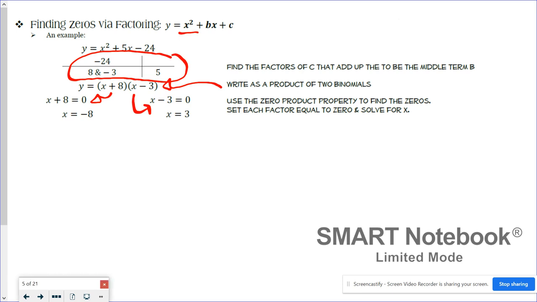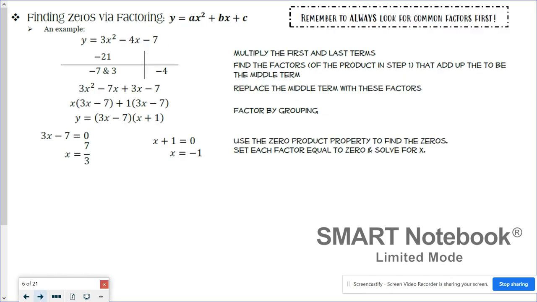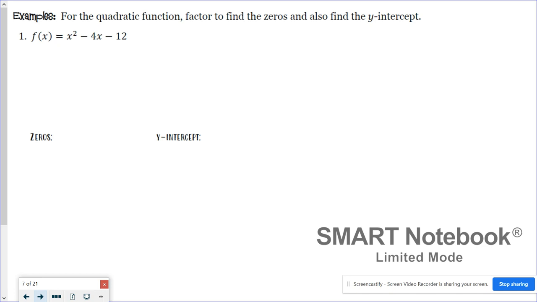Okay, before I go to explaining the not so easy case, let's take a look at example number 1 in your notes. For this quadratic function, I want to factor to find the zeros. I also want to find the y-intercept. The y-intercept is really easy to do. You just want to evaluate the function when x is 0. If x is 0, all you have is -12. So -12 would be your y-intercept. Nice and simple. It's also the constant term in this particular function form.